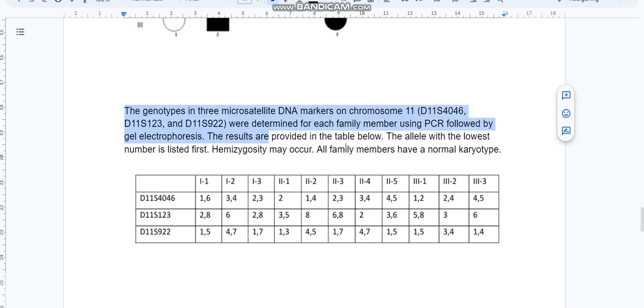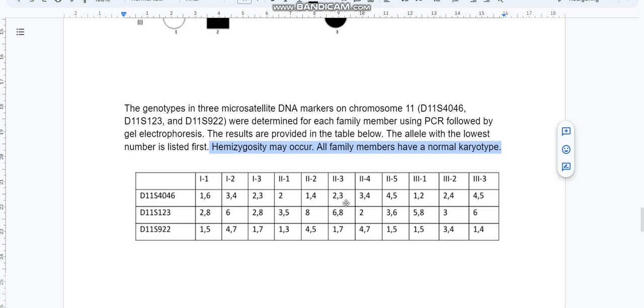We have some information here. They're saying that the genotypes in 3 microsatellite DNA markers on chromosome 11 were determined for each family member using polymerase chain reaction followed by gel electrophoresis. The results are provided in the table below. The allele with the lowest number is listed first. Hemizygosity may occur. All family members have a normal karyotype. So let's try and solve this one.